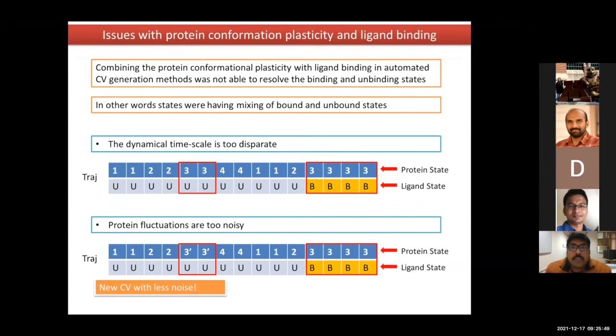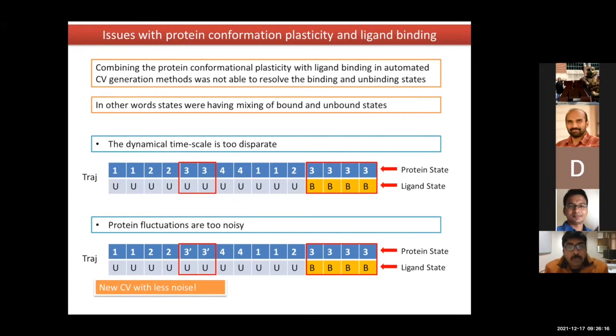So we tried to understand what the issues may be when we use protein plasticity with ligand binding. The major issue was that when we use an automated method with a CV generation protocol, and we combine the protein plasticity with the ligand binding, we have seen that the bound state and unbound state are not getting separated. That means protein conformations are always getting mixed, some in the bound state and some in the unbound state.